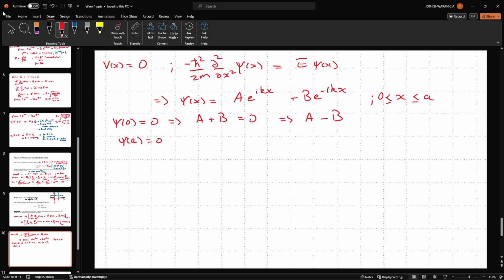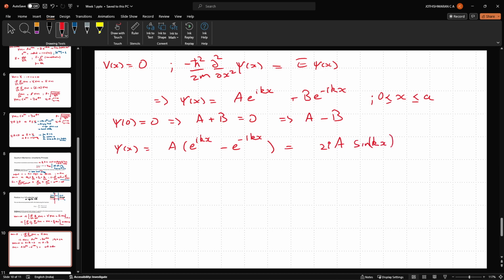So first let us consider the implications of this before going on to psi of a equal to 0. So what does this mean? What this means is, if a equal to minus b, then psi of x is equal to a into e to the power ikx minus e to the power minus ikx. That is equal to twice iota a sin kx.